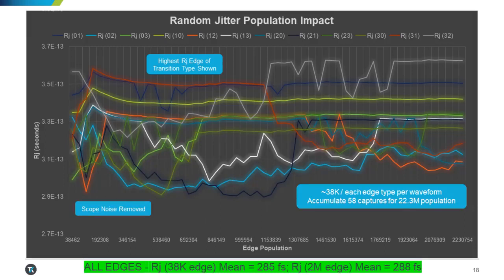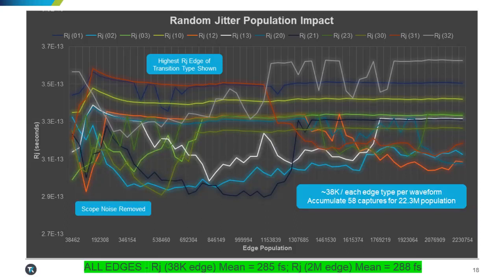So we wanted to look at the trend across a deeper population and see, does this definition where we've said, okay, we'll do the measurements on individual edges, and then we'll average the results together in the end, does that match with the approach where we had a longer record where we had up to 2 million UI, right? So that's kind of what we were looking at here.